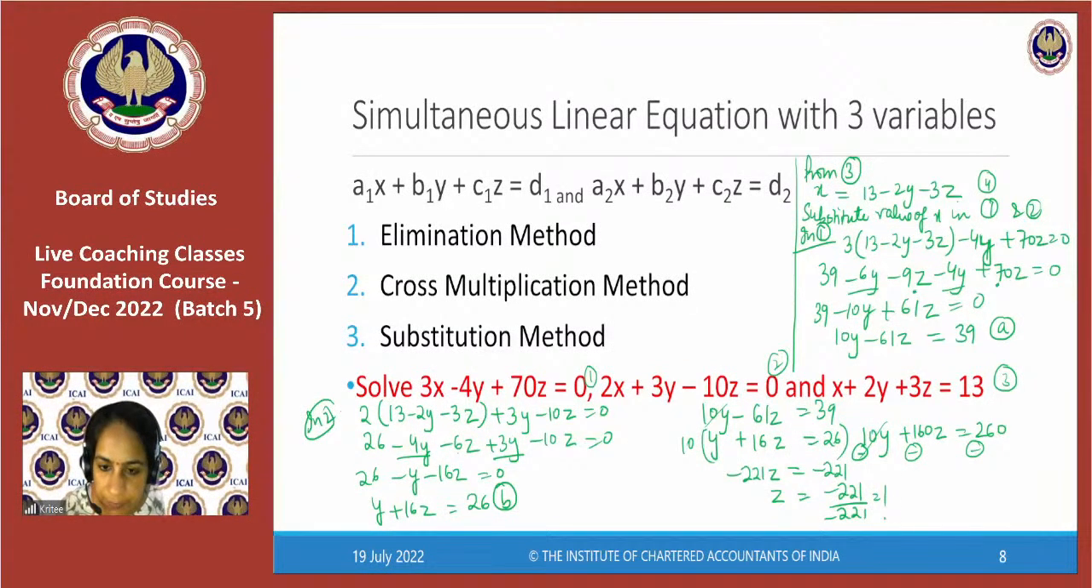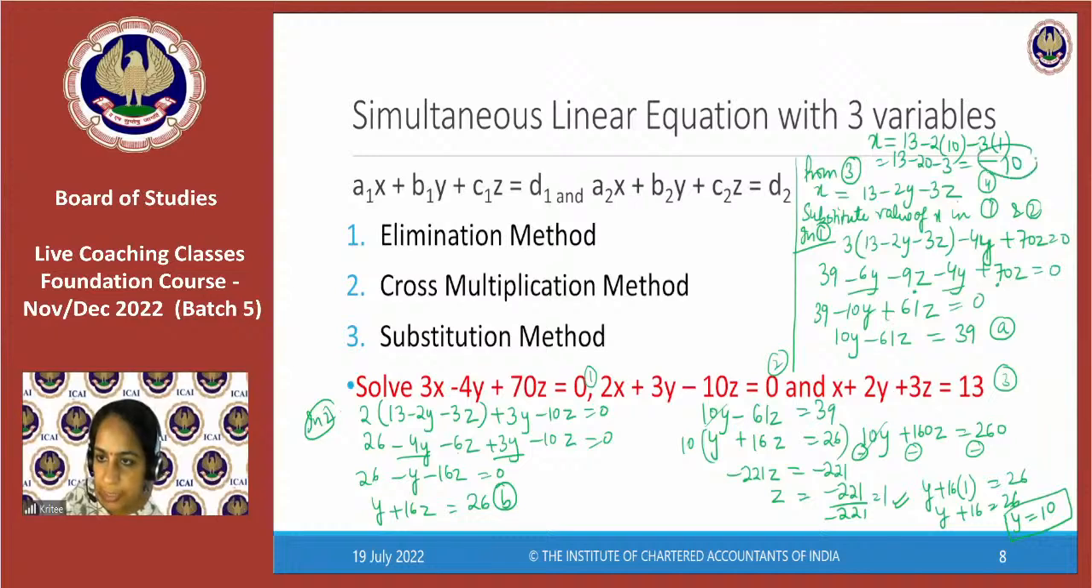You get the value of z, put it in any of the equations. So y plus 16 into 1 is equal to 26. So y plus 16 is equal to 26. y is equal to 10. You get the value of y. You get the value of z. Now put it back in the equation of x. So x is equal to 13 minus 2 into 10 minus 3 into 1. So this is 13 minus 20 minus 3 gives me minus 10. Okay, that's how we go. I hope this is clear now.